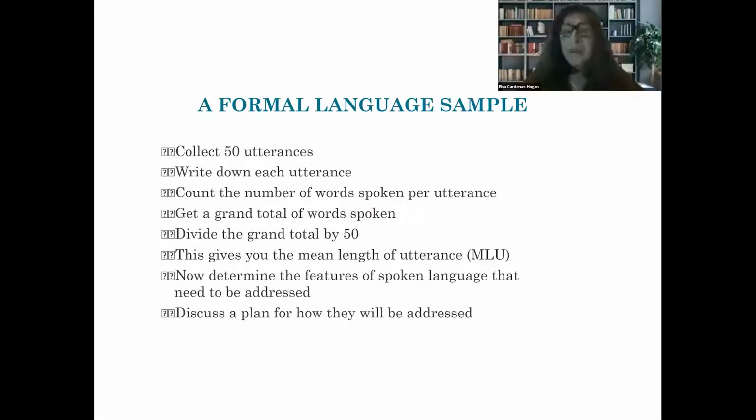Get those 1, 2, or 3 students you're concerned about and collect 50 utterances to make a formal language sample. And what you do is you ask them, what did they do over the weekend? What's their favorite movie? Tell me about their favorite book. Tell me about your favorite hobby. And you ask open-ended questions. Then what you're going to do is you're going to write down word for word everything the student said to you. You count how many words was that when they responded the first time? How many words was it the second time, the third time, the fourth? Until you get your 50 utterances.